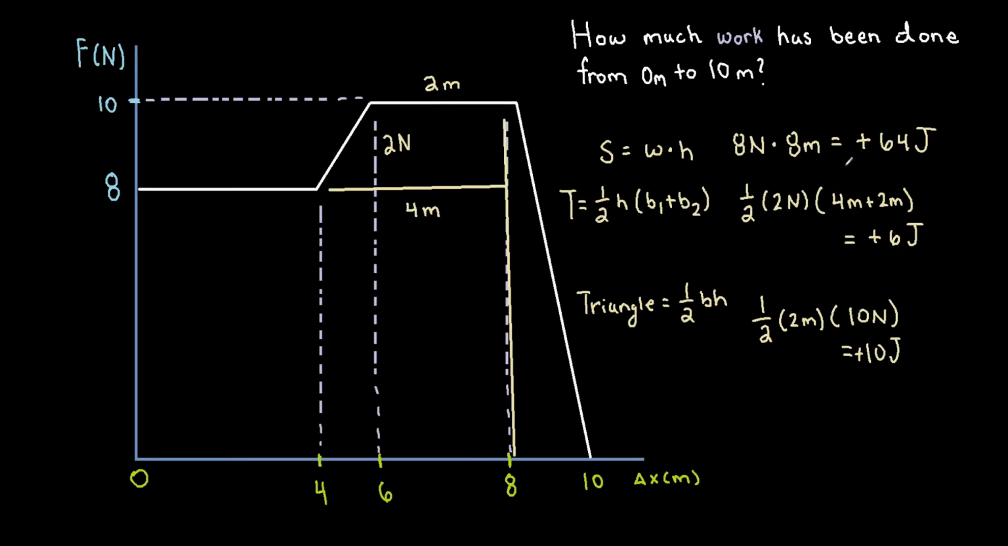Now that we found each of these areas, we can add them all together to find our total work. So our net work is going to equal positive 64 joules plus positive 6 joules plus 10 joules. And this will give us a total of 80 joules.